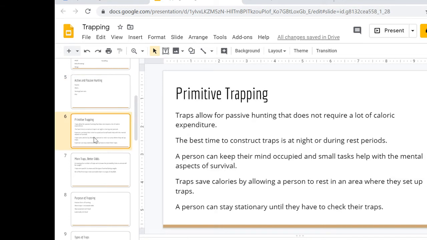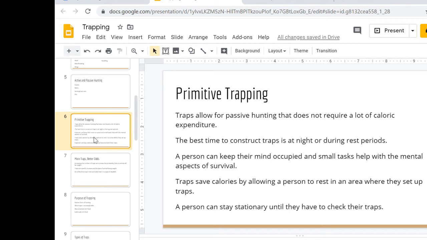Primitive trapping. So we're just using what's around us. If we have a digging implement, we can dig a pit. If we have limbs that are around, we can make weirs, we can make bird traps. The idea is it doesn't require a lot of caloric expenditure, because the more traps we make, the better we increase our odds. So the best time to construct these traps is at night, so that you don't waste your daytime when you need to be doing other things.